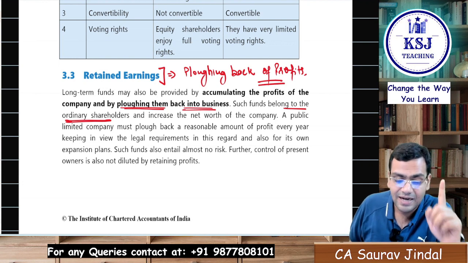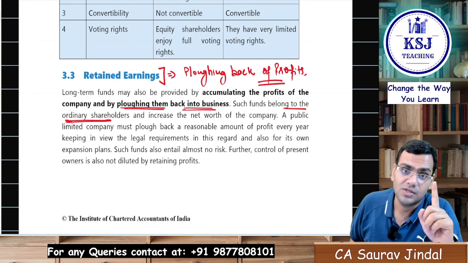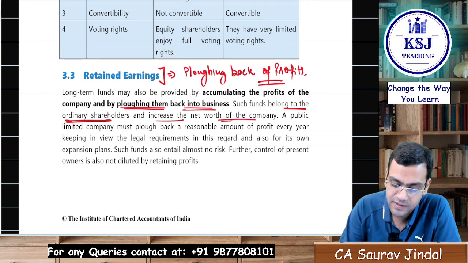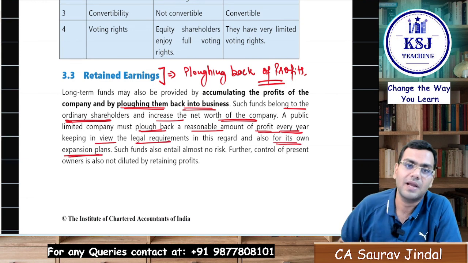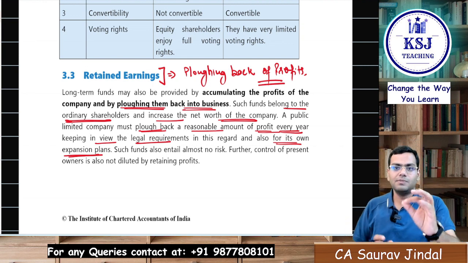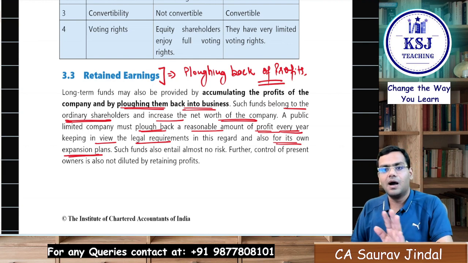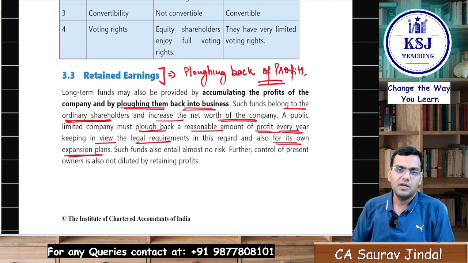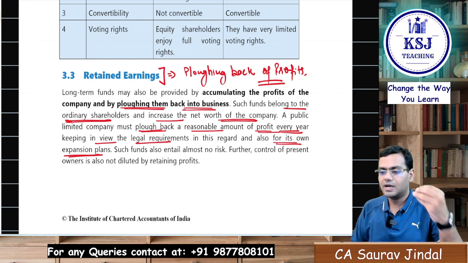Remember, retained earnings belong to the equity shareholders, right, and increase the net worth of the company. A public limited company must plow back a reasonable amount of the profit every year, keeping in view the legal requirements and also for its own expansion plans, right? So keeping in view the legal requirements as well as what are your expansion plans, they should keep some amount as the retained earnings which can be used instead of going for the debt option or other equity share capital.